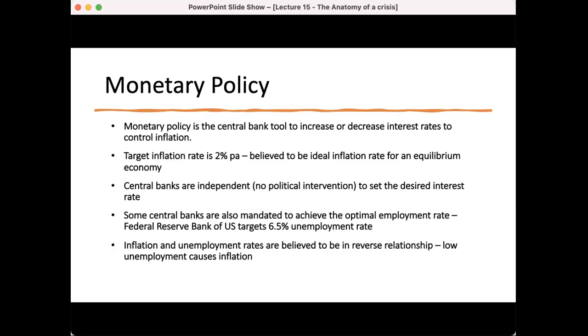So central banks, therefore, might be mandated, in order to hit their targets, to take away people's livelihoods in order to stabilize the financial economy, the price economy, through inflation, which is an interesting concept at best.